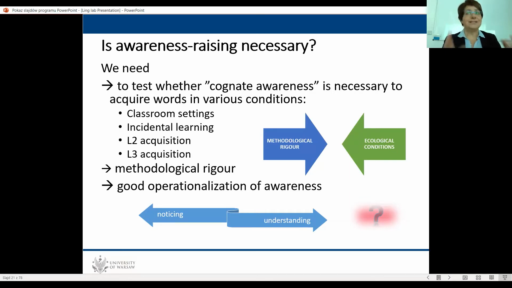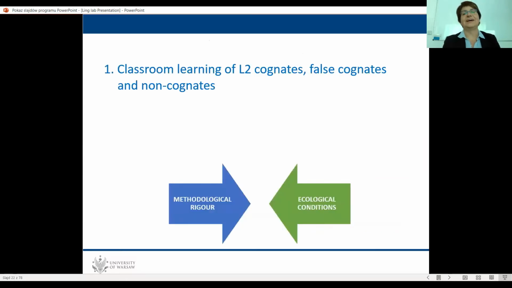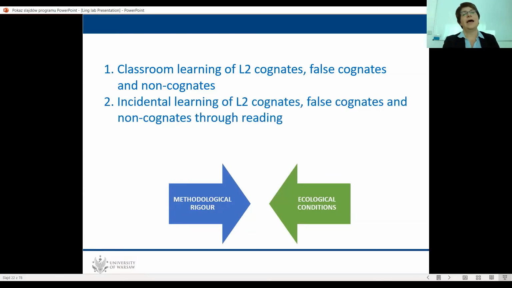Right now, after this introduction, I'm going to show you two studies on second language acquisition, and then I'm going to pass on to third language acquisition, so that you know more or less what is happening in the lab right now. The first of the two studies is our classroom learning of cognates, false cognates and non-cognates, and the second one is incidental learning of those words through reading.